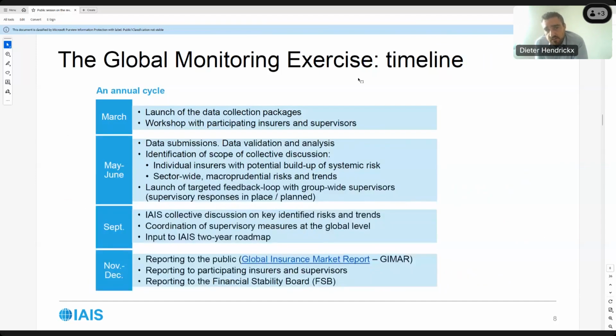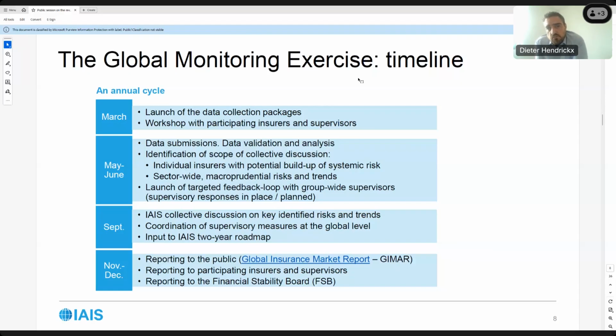Our global monitoring exercise, as most of you know, follows an annual cycle in which we usually collect the data starting in March. Then there is a data submission in the period May-June, followed by data validations, discussions, and feedback loops, and that all accumulates into our collective discussion on key identified risks and trends within the global insurance sector in September each year. It's also during that discussion that we, as a supervisory community on global level, try to determine whether there is a need for coordinated supervisory response.